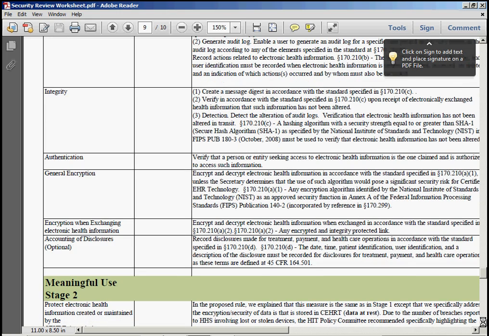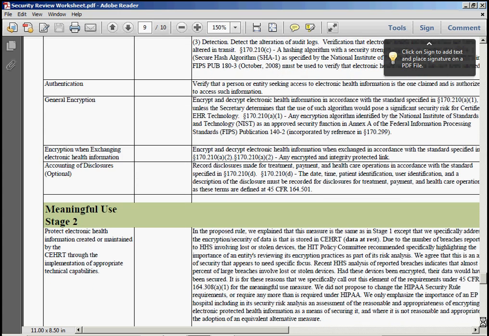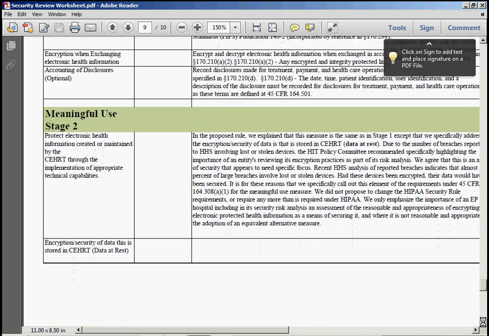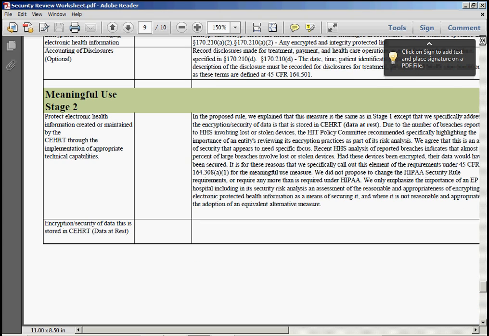You have to have encryption if you're sending across untrusted networks. And then you have to have encryption when you're exchanging information. Those items may have been optional or addressable in the HIPAA standards, but now they're required for you to meet meaningful use. So just a note. And then meaningful use stage 2. So as I mentioned in the previous seminar, meaningful use stage 2 talks about encryption of data at rest.